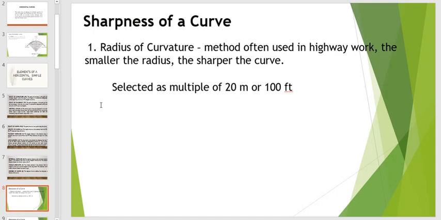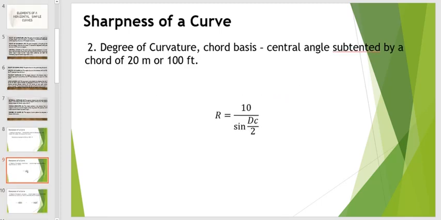So we have to describe the curve based on its sharpness, in any of the following ways. Number one, the radius of curvature, a method often used in highway work. The smaller the radius, the sharper the curve. As standard, we select a multiple of 20 meters, or 100 feet in the English system.